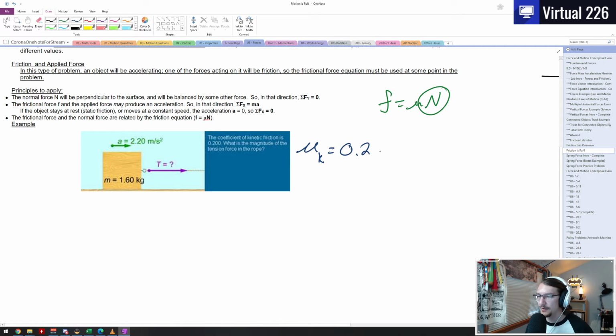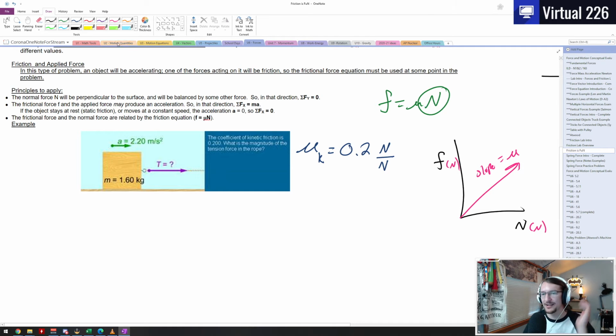Technically speaking, the coefficients of friction are newtons per newtons. That's because if you graph friction and the normal force, you get some sort of graph, and the slope of this graph is the coefficient of friction. Since this is newtons and newtons, those are our units, newtons per newtons, which cancel out. Most of the time nobody writes it because they cancel out, but they're technically there.